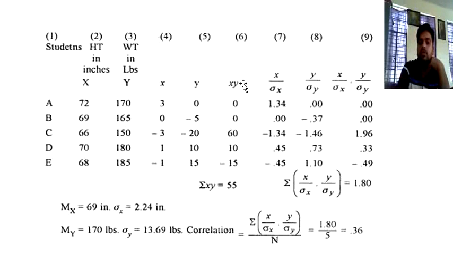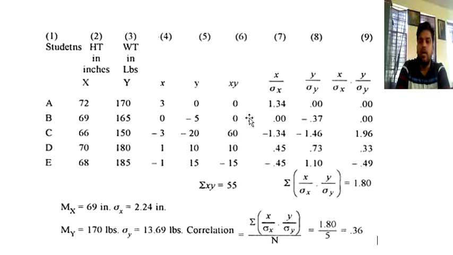Then you have to do what? You have to multiply this small x and this small y. So this small x and small y will be multiplied. These are the steps that you have to do for finding the correlation according to the Karl Pearson method. Then you will get small x into small y, so that will become this much. Then you have to sum. What is this? Summation of xy. This is the sign of summation, so you have to add all these values. When you add all these values, you will get 55.